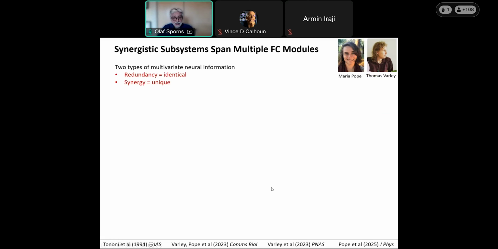And in fact, we had gotten to this new approach on modularity through the work of Maria Pope and Thomas Varley, 2 of my former PhD students who really drove this line of work forward. And I want to go beyond redundancy for a moment. Redundancy is something that we have emphasized in our work in fMRI, especially in resting state analyses, quite a lot. Redundancy involves, well, the name says it, the representation of identical information across a set of elements.